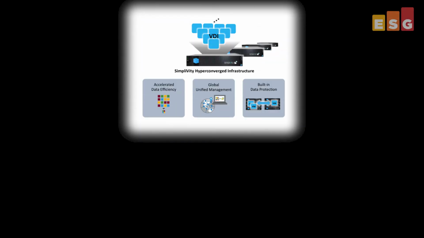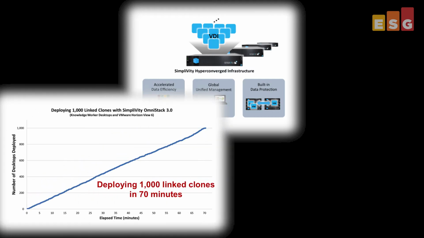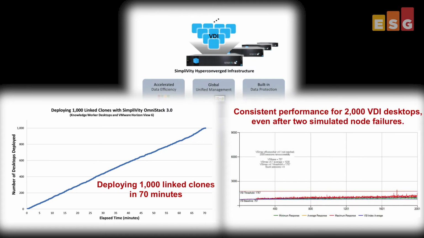SimpliVity is also a great choice for VDI deployments. ESG Lab validated the fully audited results of Login VSI testing showing fast deployment times, scaling from 1,000 to 2,000 knowledge workers, and sustained performance during node failures. The results are highlighted in an 8-page ESG Lab review focused on VDI.